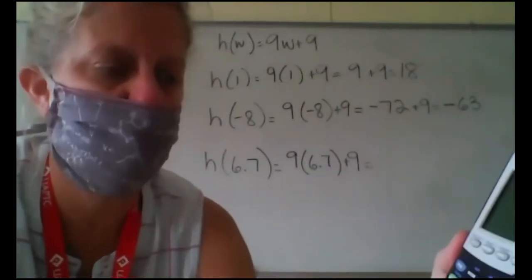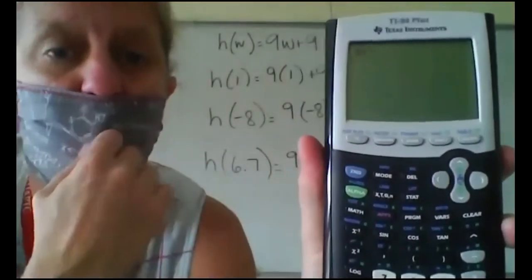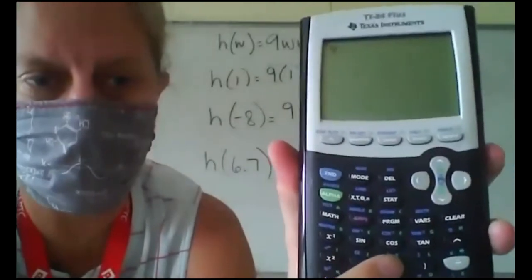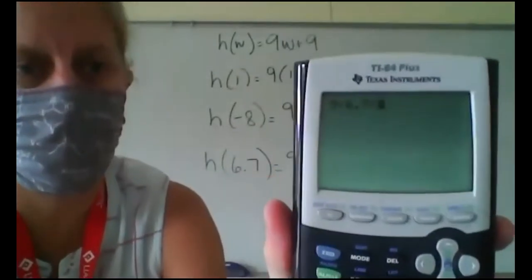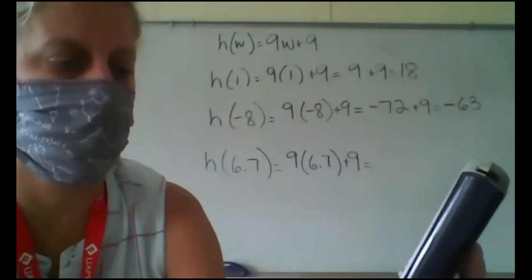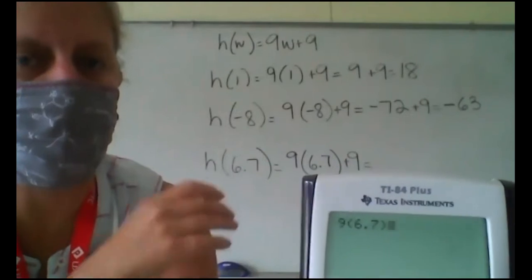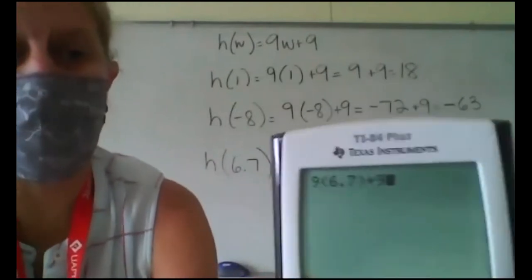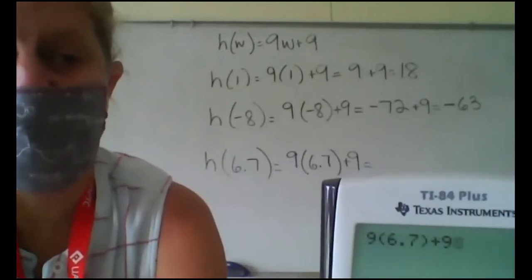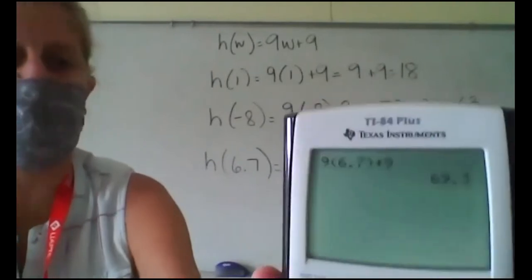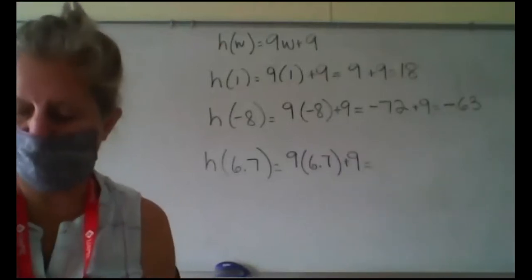So 9. Now, these parentheses, if you do open parentheses, close parentheses, it'll do that multiplication. So let's do open parentheses, 6.7, close. Oh, whoops. Close. And then what do I need after that? I need to do plus 9. So I do it just like that, just exactly like I have it written on the board. 9 times 6.7 plus 9, and hit enter. And it'll do the math for you. So what did it give me? 69.3.